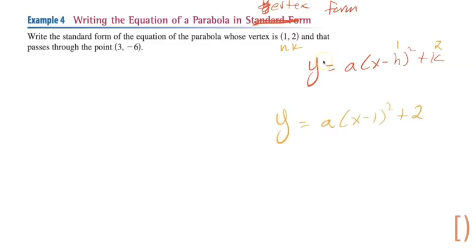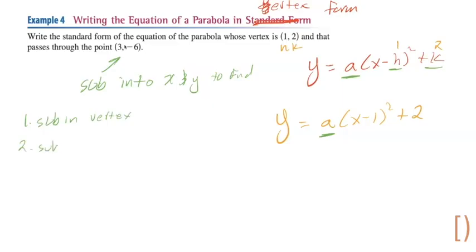All I have to do is find out a, because that's all we have to substitute in. Anytime I put in vertex form, define a, h, and k. How do I find this? Well, they give us another point. We're just going to substitute this in for x and y to find a. So that's how we're going to do it. Step 1, sub in the vertex. Step 2, sub in the given point for x, y to find a.